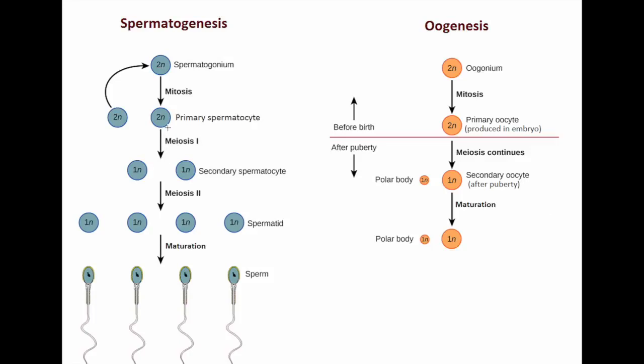The initial two cells we get are called the secondary spermatocytes. Remember that: spermatogonium, mitosis, primary spermatocyte, and from that, through meiosis 1, we get secondary spermatocyte, and again through meiosis 2, we get the spermatid. Spermatids are not mature because they haven't got a tail and other features. They are the final cells, but they have to mature, and finally they are converted into the sperm.